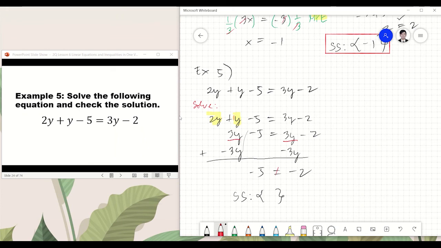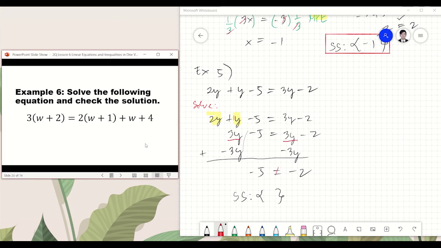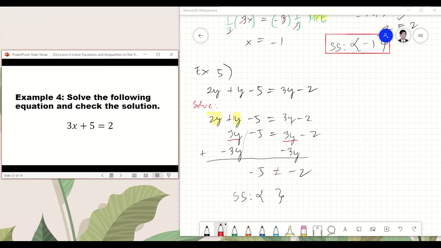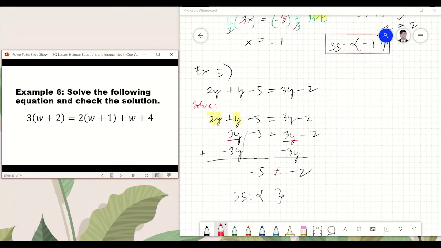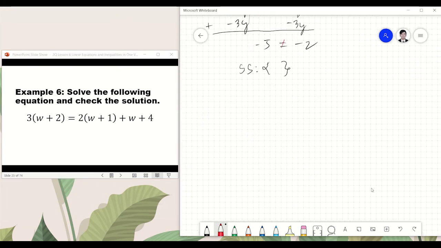Because hindi naman sila magkapareho. Negative 5 is different from negative 2. So, empty set. So, possible na walang solution ng isang equation. So, it really depends on the situation. That's the case. Okay, let's proceed to example 6.